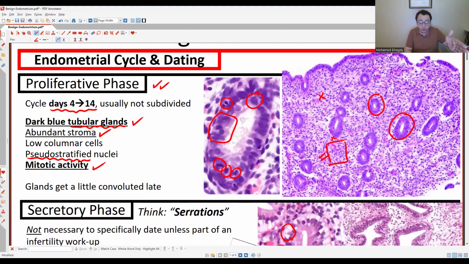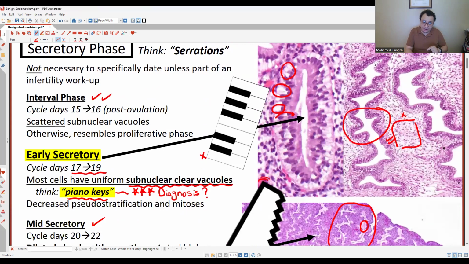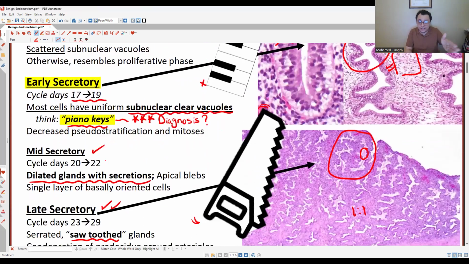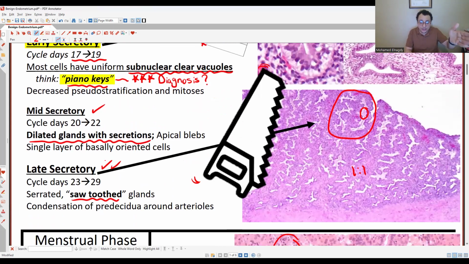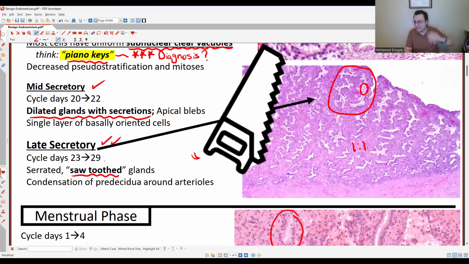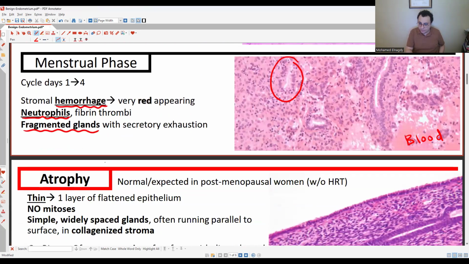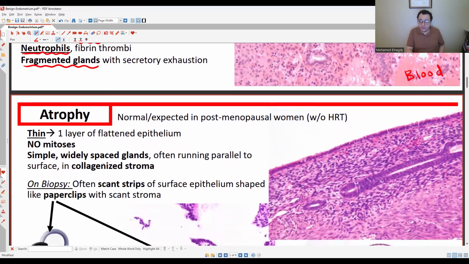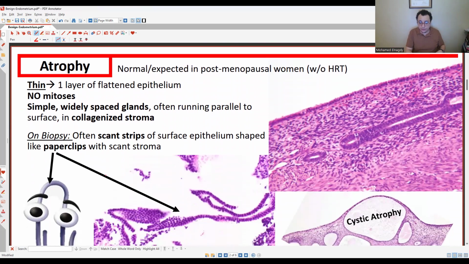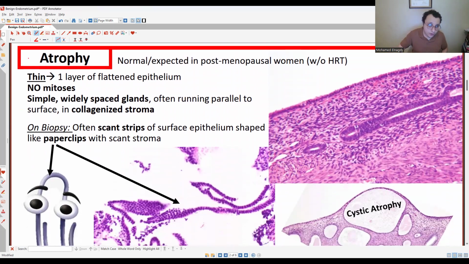And then from day 4 to day 14 is proliferative again. And then 15, 16 is interval phase. 17 to 19 is early secretory. And then 20 to 29 is late secretory. And that's it. Okay, so these are the different phases of the benign endometrium in response to the menstrual cycle and endometrial cycle. Atrophic endometrium is also very common.